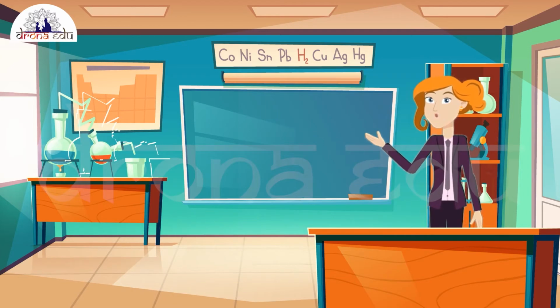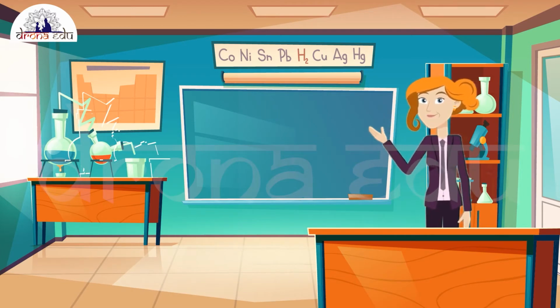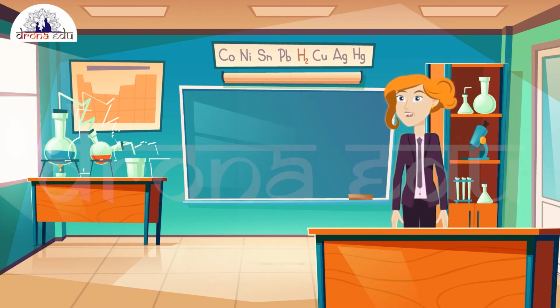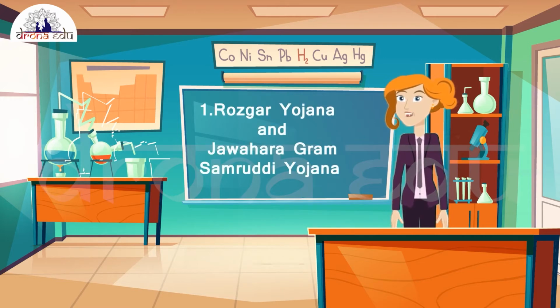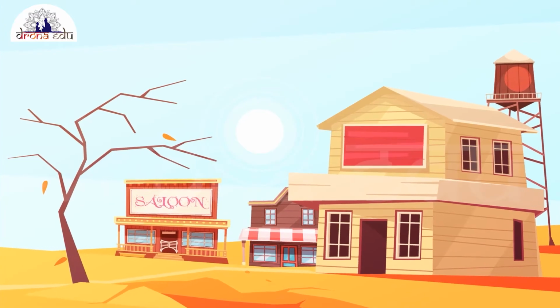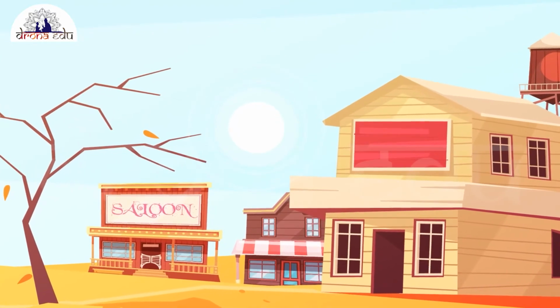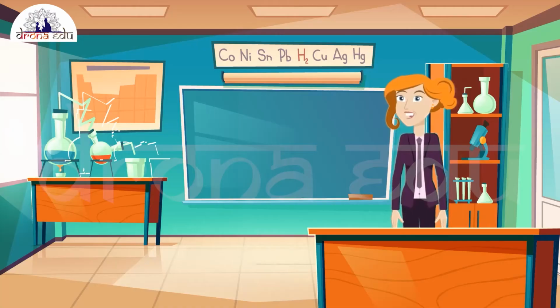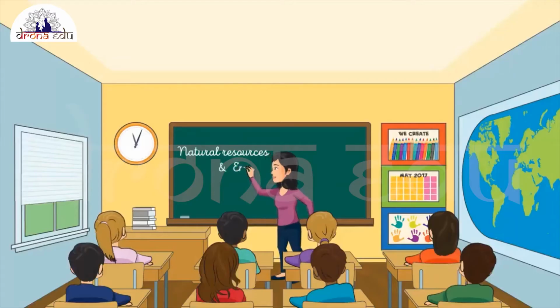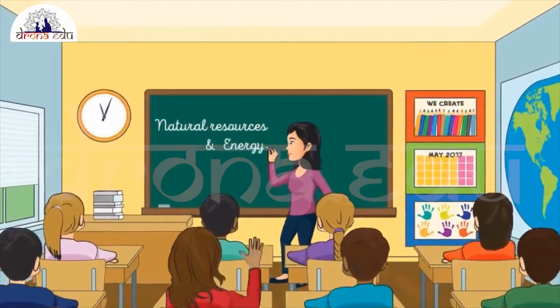The government has introduced many rural development programs. First one is Rozgar Yojana and Jawahar Gram Samruddhi Yojana for the educated youth in villages for self-employment. Second one is Sarva Shiksha Abhiyan to give quality education.